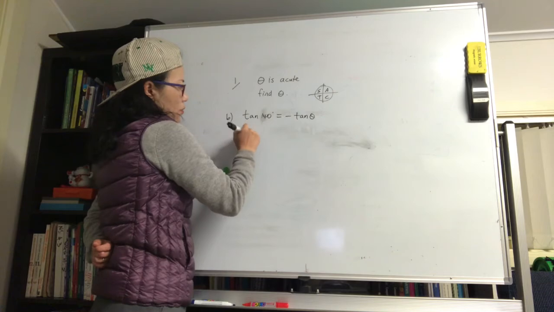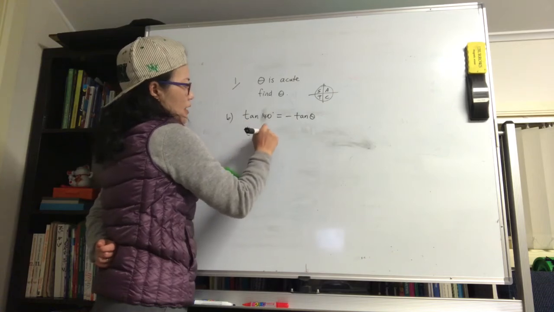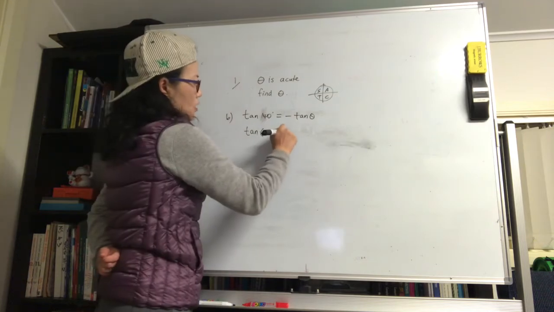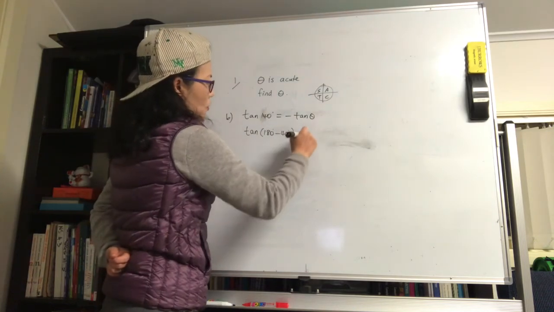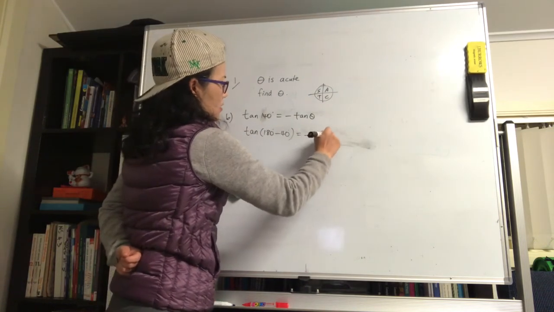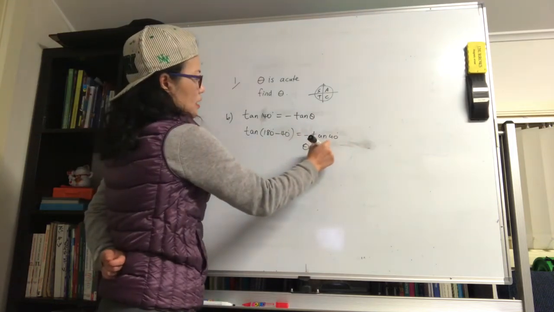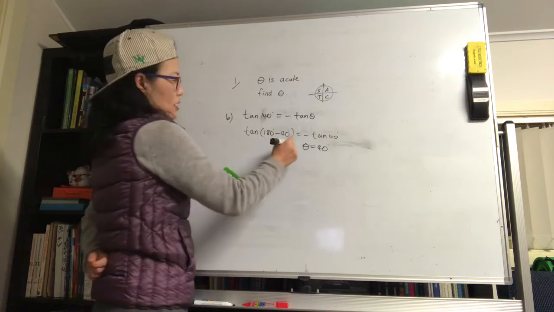Now, if we got tan, 180 take away what will make 140? 40 degrees. Okay? So therefore, my minus tan is 40 degrees. So theta will be 40 degrees. Okay? So that's what it is.